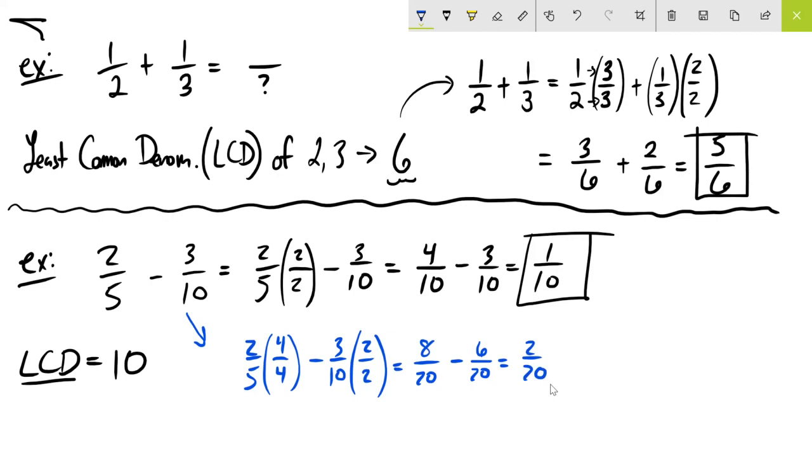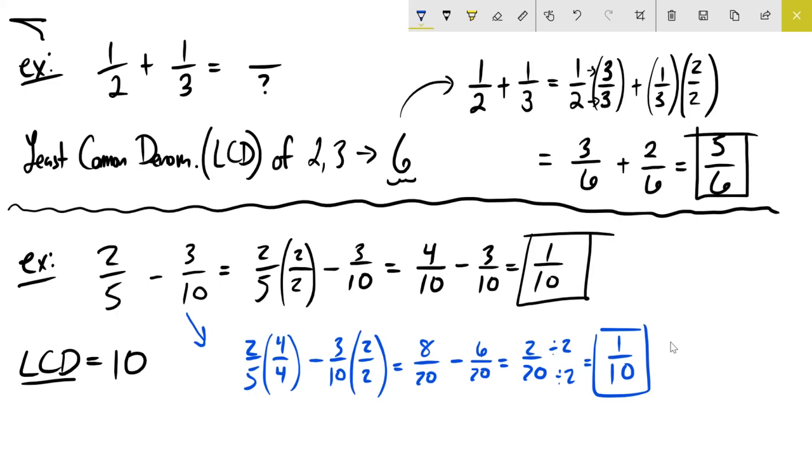2/20 is reducible, right? These are both divisible by 2. And so what's that going to take you down to? It's still going to take you down to 1/10. So it's okay if you pick a common denominator that's not the LCD. It's just what's going to happen is when you finish your problem, you're going to end up with a reducible fraction. That's all. So, okay. Seems good? Okay.